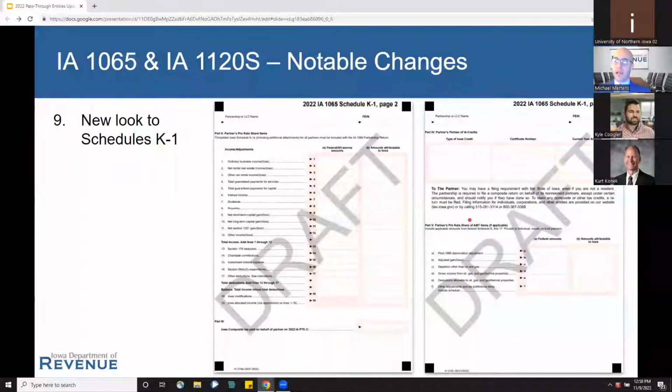Keep in mind that this is only used in the case of individuals or estates or trusts. There is one more year of AMT tax in Iowa that will be phased out starting in 2023. So this Part 5 will most likely go away or be removed from the K-1s next year.